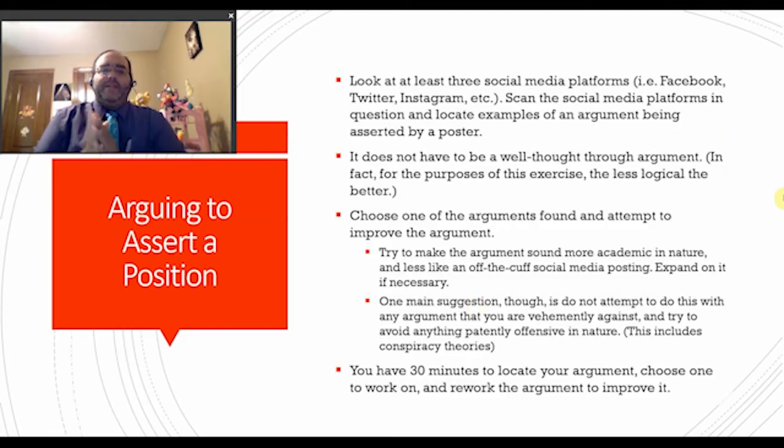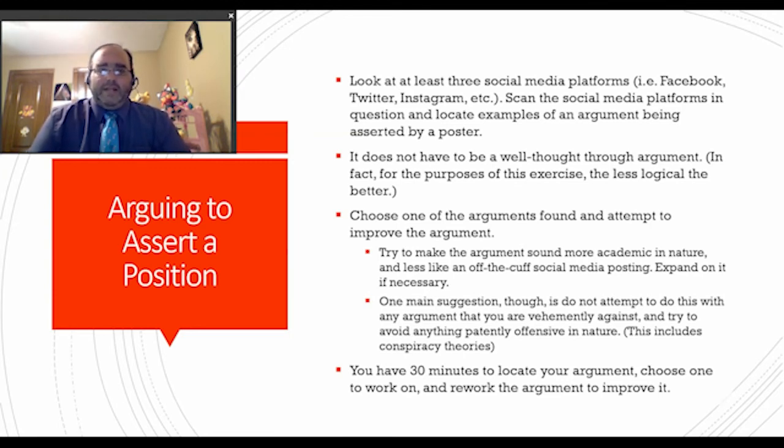Now, we're going to have a little fun here because we're going to be dealing with social media. I want you to look at least three social media platforms. This includes Facebook, Twitter, Instagram, Snapchat, anything like that. Any social media that you're familiar with. I will also expand this to include things like TikTok because we're starting to see some more opinionated stuff appear on TikTok. Scan the social media platforms in question and locate examples of an argument being asserted by a poster.